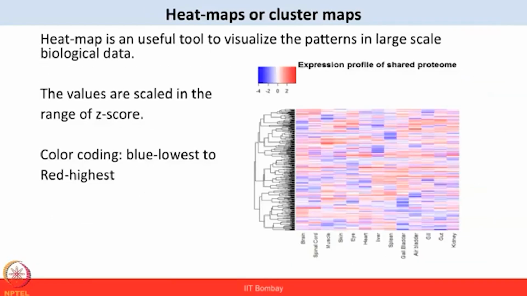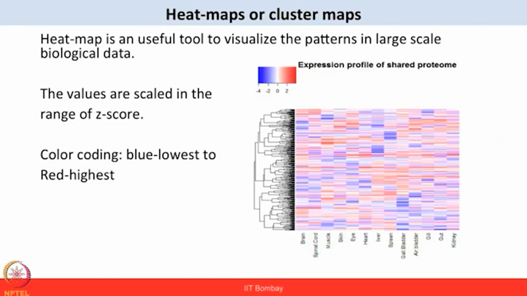A heat map is a useful tool to visualize the patterns in large scale biological data. Basically, you can visualize thousands of genes and their patterns across numerous samples. As you can see in the figure, the rows are the list of proteins and the columns are the list of samples. For a particular protein, if you go through the row, you can see the pattern of this protein across different samples, and this allows us to visualize an overview of all the patterns in the large scale biological data.